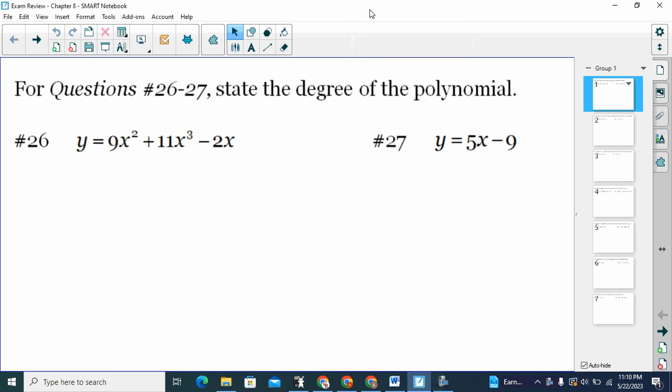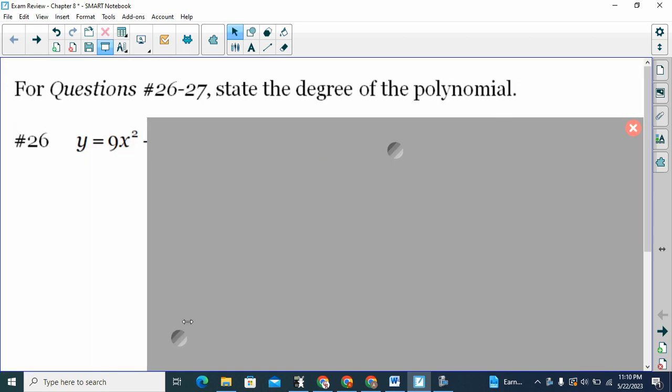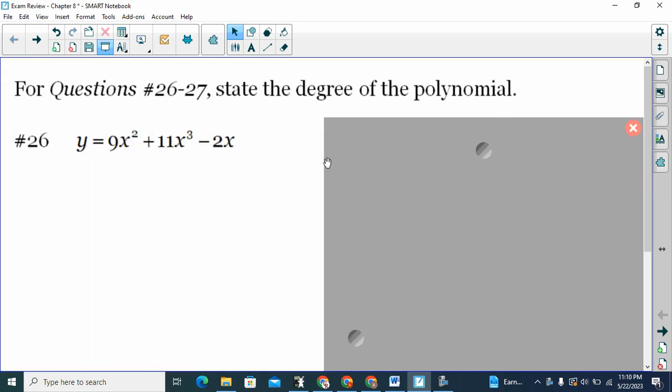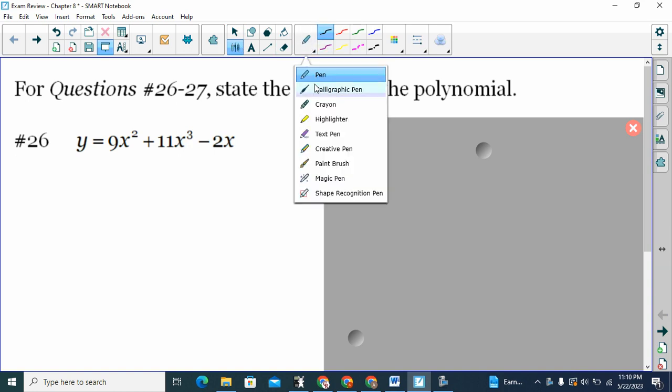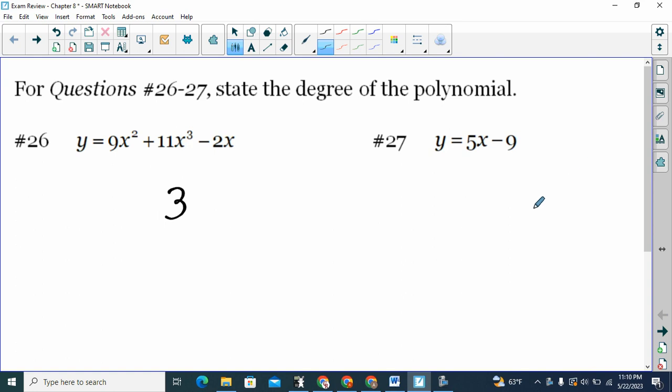This is a review of Chapter 8, which was all about polynomials. For questions numbers 26 and 27, we were asked to find the degree of each polynomial. Degree, remember, is the highest exponent. So we're looking for the highest exponent. My exponents are 2, 3, and 1, so the biggest one's 3. Easy enough. 27, you try this one.